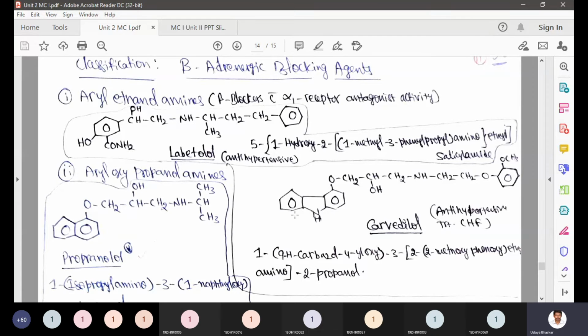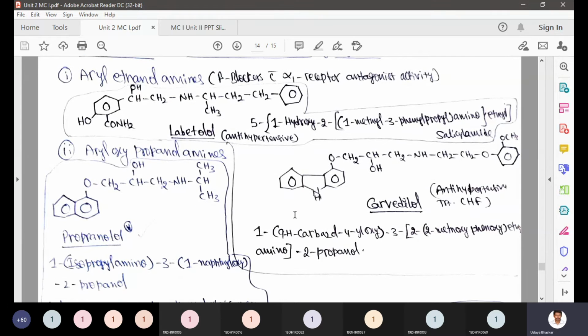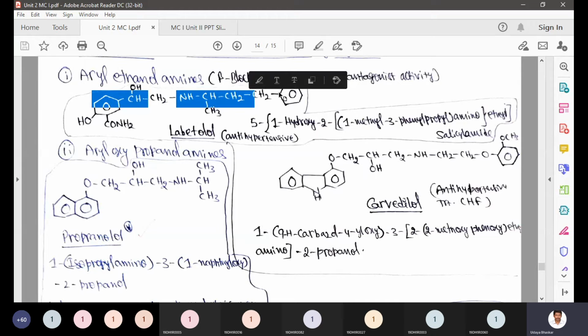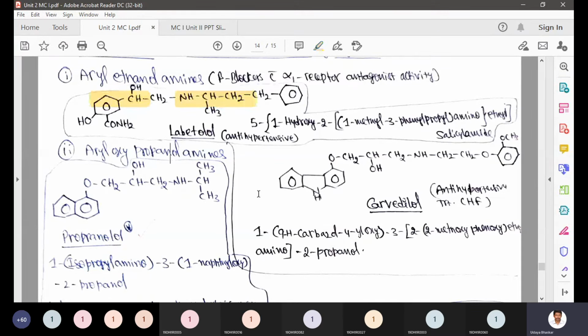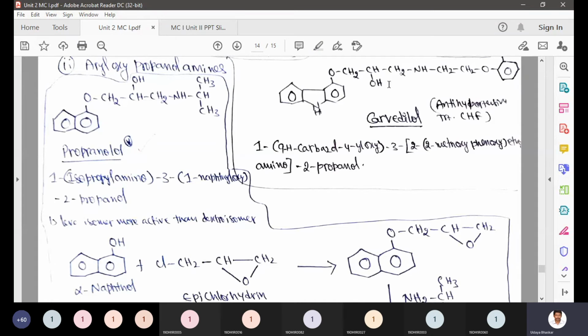Okay, these drugs we have seen, the ethanolamines, so that this chain will be constant. But the aryl side and the alkyl side chain will differ in other drugs. So here, aryl oxy propanolamines, this will be aryl oxy, right? This is carvedilol. So aryl oxy propanolamines.